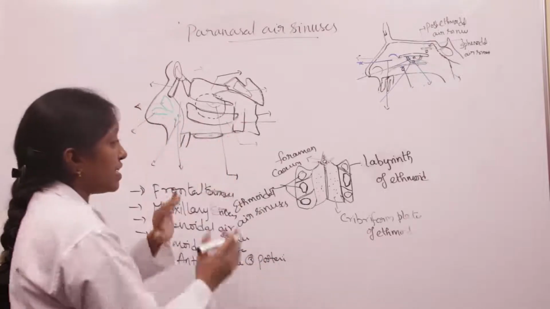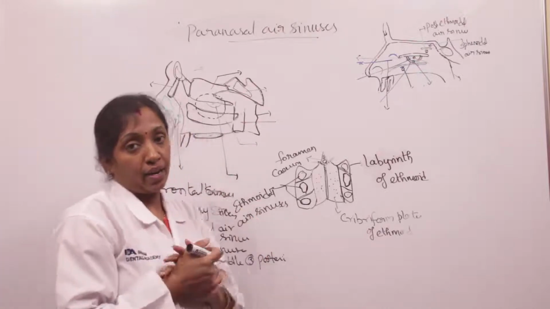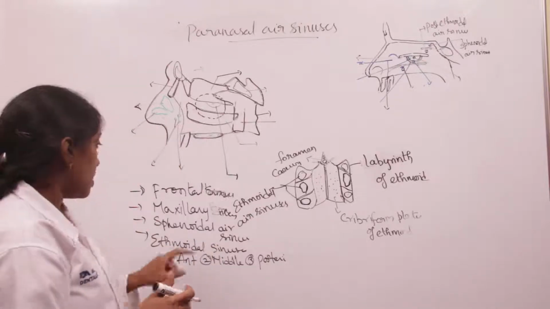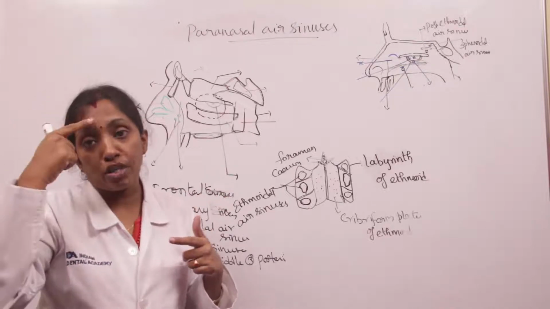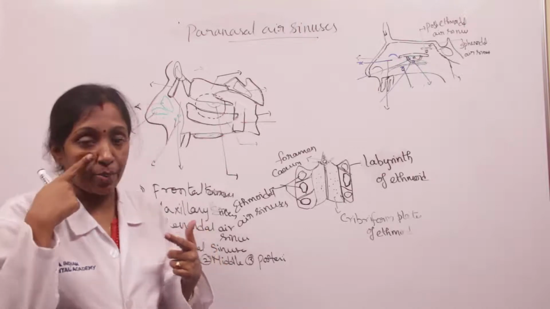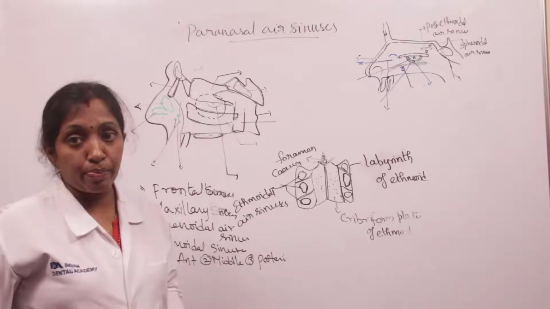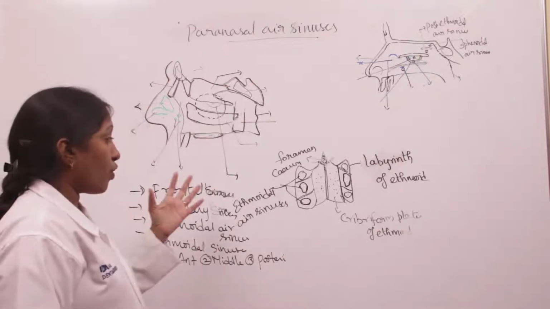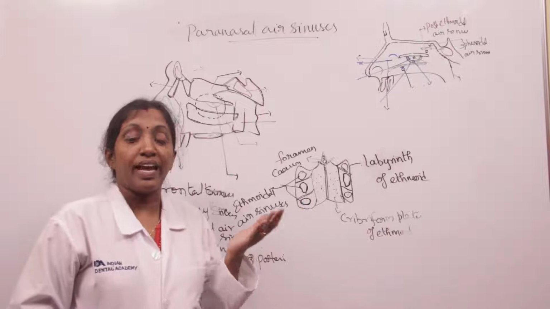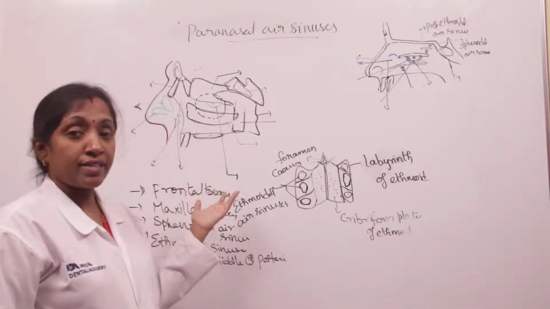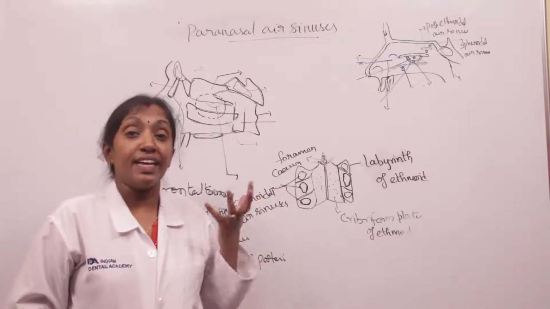So the paranasal air sinuses are situated in the bones around the nasal cavity. There are 4 pairs of paranasal air sinuses. They are the frontal air sinus present in the frontal bone, the maxillary air sinus present in the maxillary bone, the sphenoidal air sinus present in the body of the sphenoid, and the ethmoidal air sinuses present in the labyrinth of the ethmoid. These paranasal air sinuses open into the lateral wall of the nose between the superior, middle, and inferior meatus. They make the skull lighter, and they warm up and humidify the inspired air.